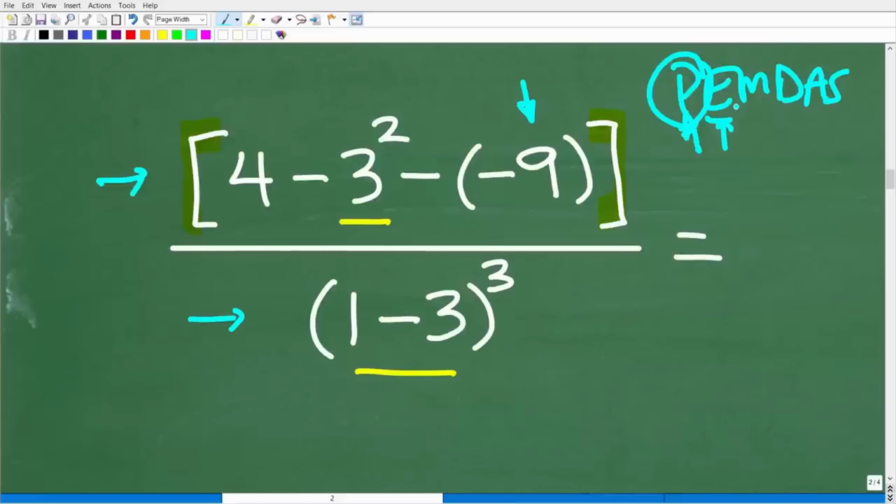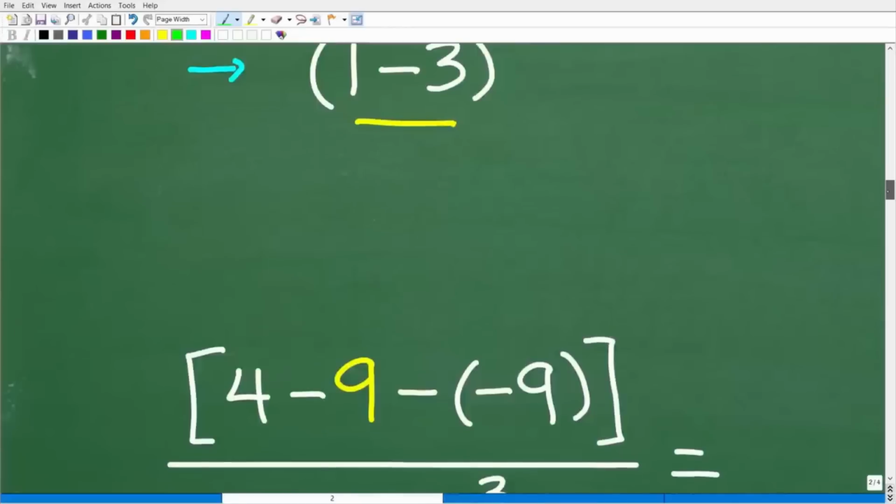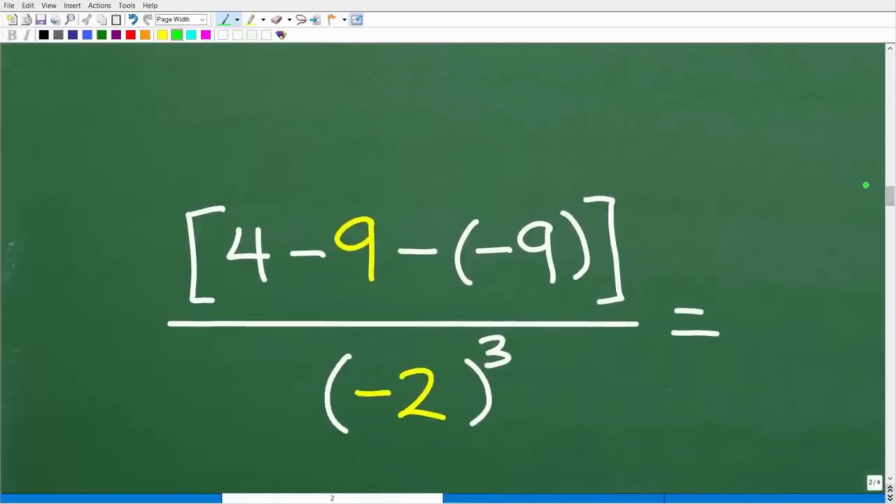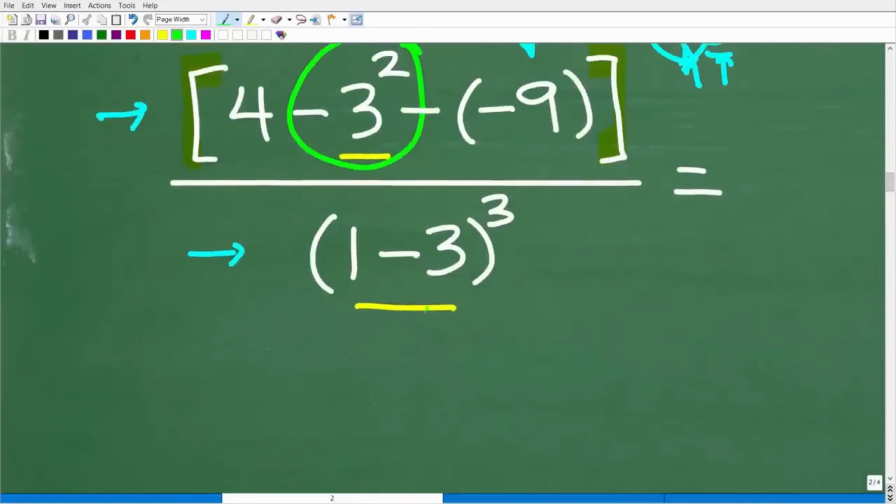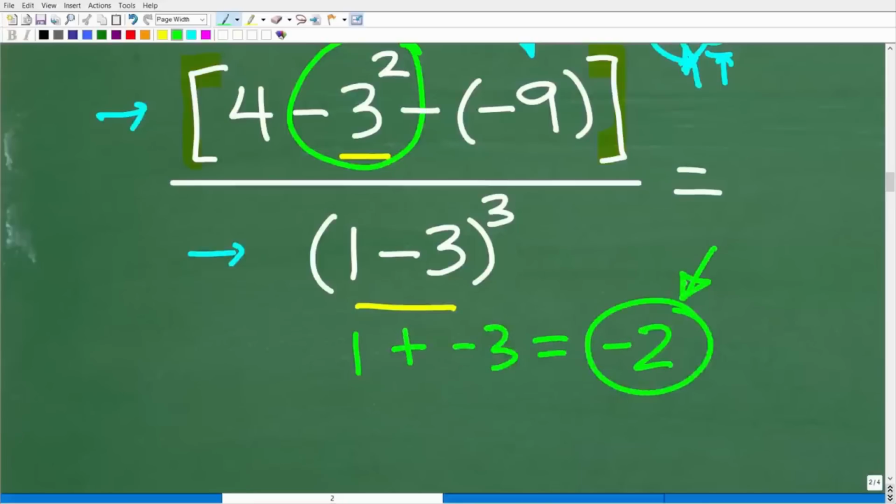Do we have any powers or any exponents? Of course we do. So we're going to take care of this, and we're going to take care of this first. So let's go ahead and do that right now. But before I show you the answer, this part of the problem will tend to confuse a lot of people. But let's take a look at the steps here. So when we do this, you're going to get -9 in the numerator for that step, and then -2 down here in the denominator. Let's talk about the denominator real quick. So we have 1 minus 3, so that is the same thing as 1 plus a -3. That's equal to -2.